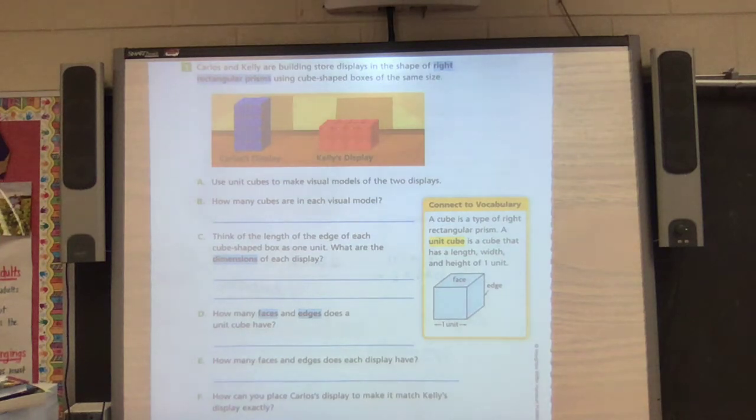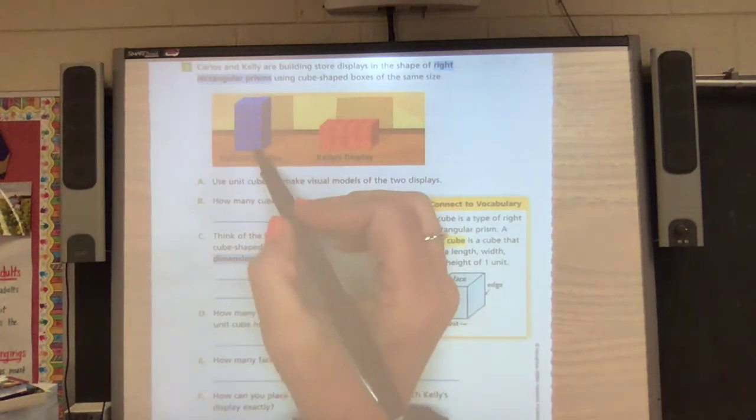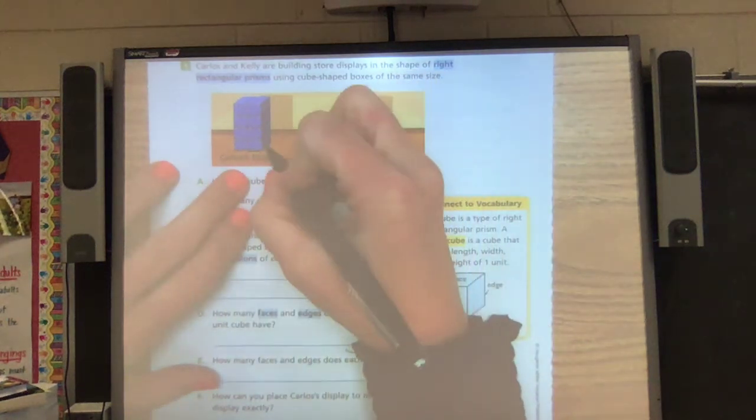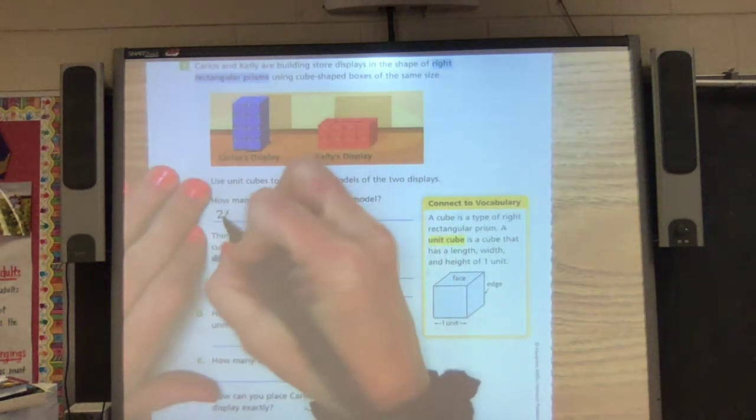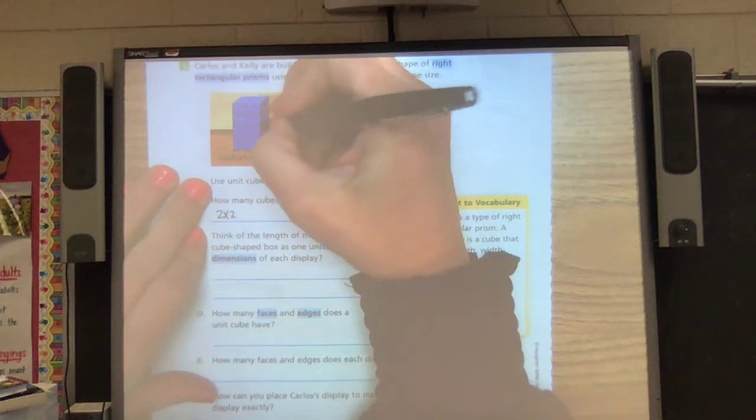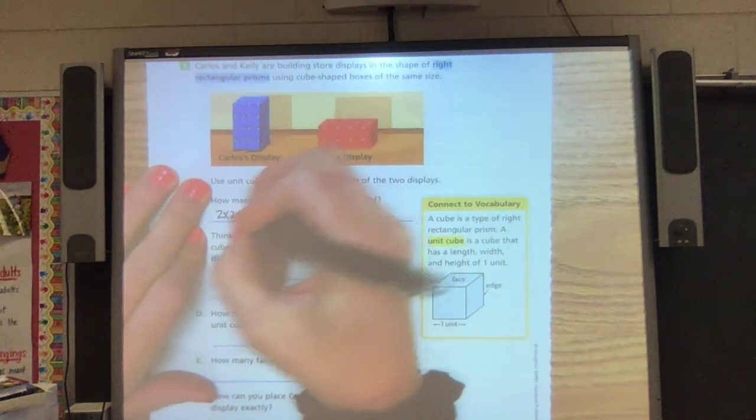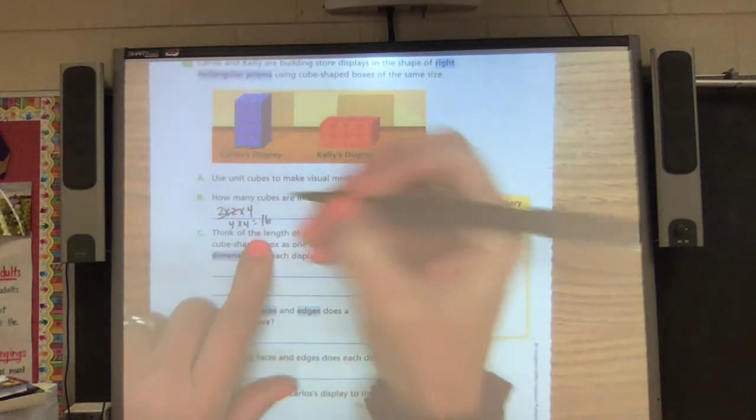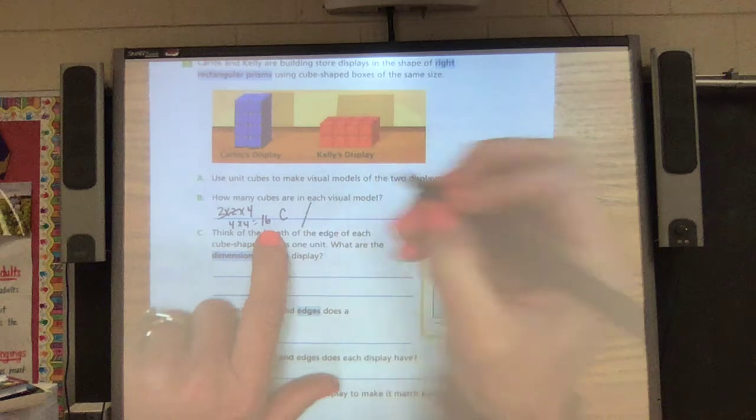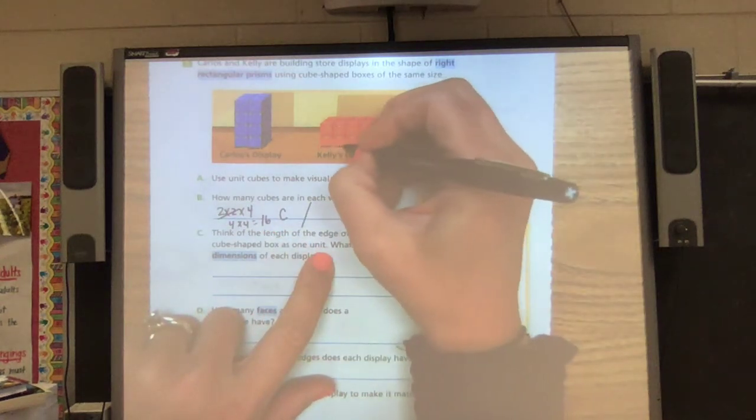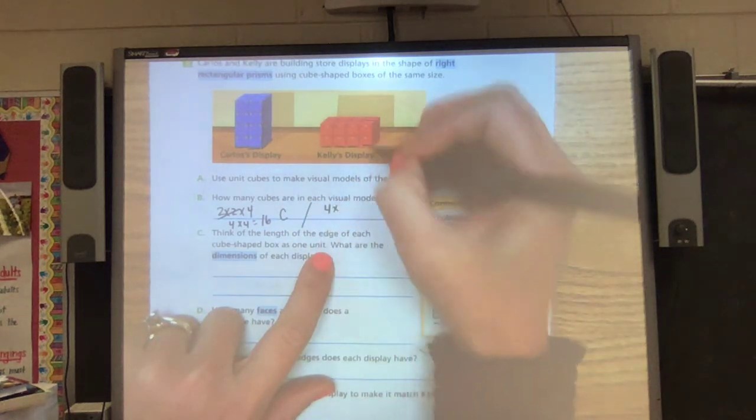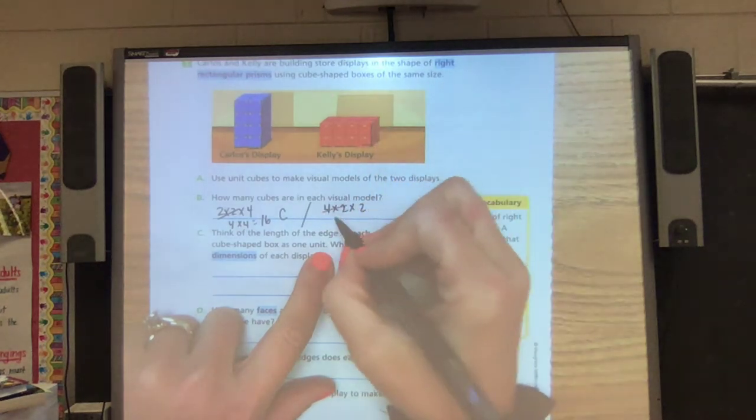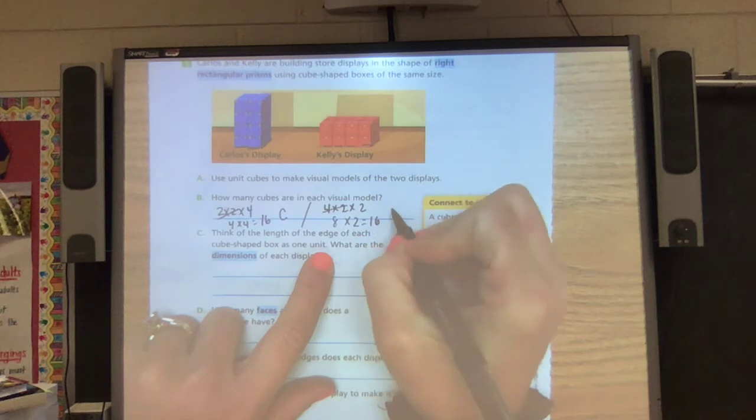So if we look at our pictures, we need to do the same thing that I just did. We've got 2 units long, 2 units wide, and 1, 2, 3, 4. So I know 2 times 2 is 4, and 4 times 4 is 16. So I know 16 is in Carlos's, and let's look at Kelly's. 1, 2, 3, 4, by 2, by 2. 4 times 2 is 8, and 8 times 2 is 16 in Kelly's.